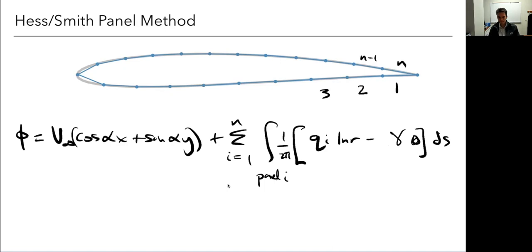The motivation for that is that the way we're going to formulate this is going to give us n plus one equations. There'll be n equations for flow tangency.